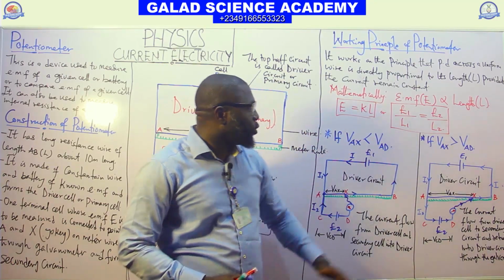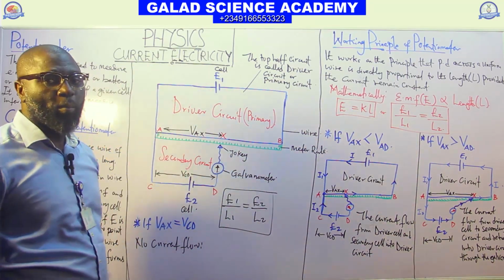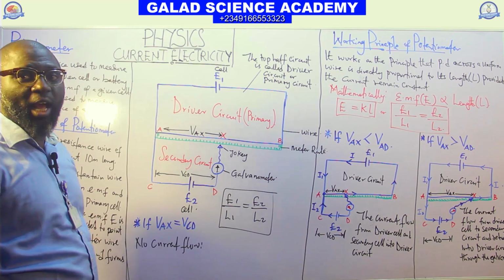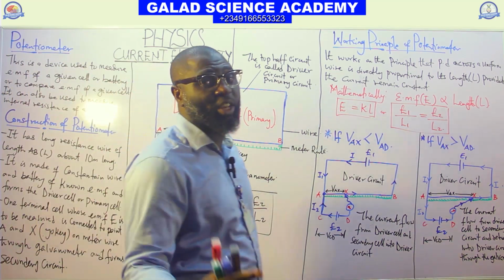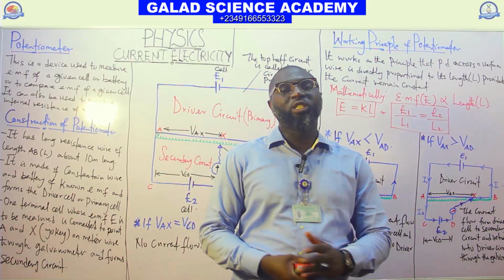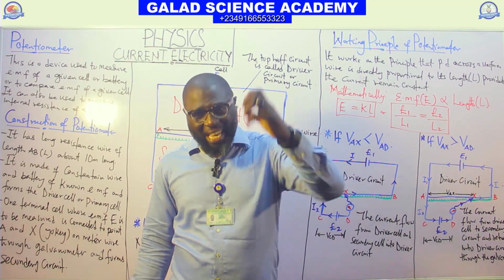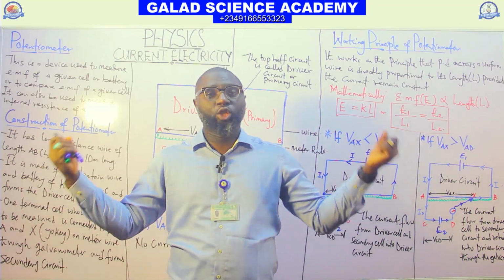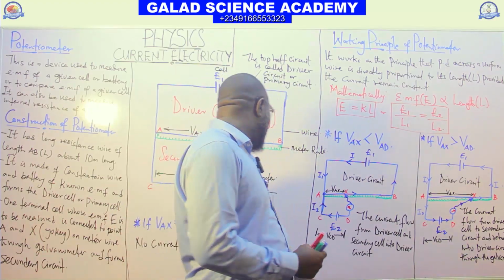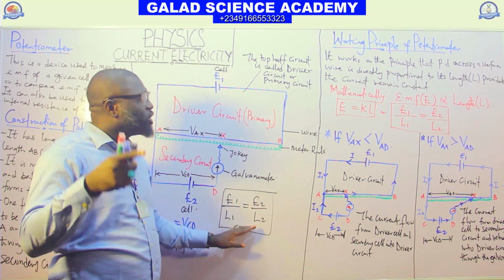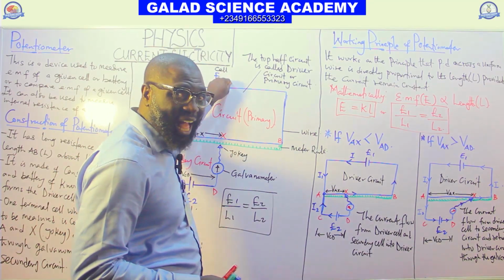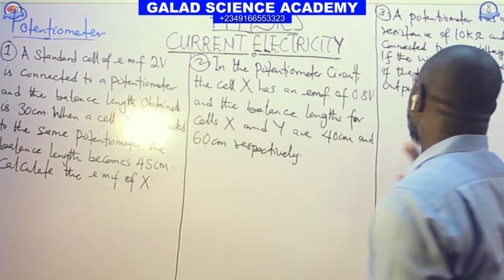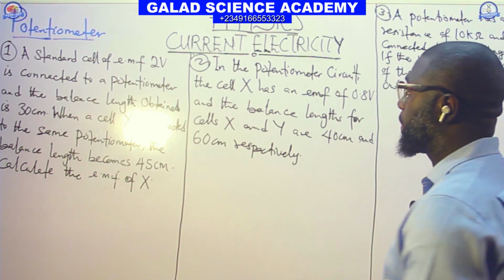That is all about the working principle of potentiometer. So now let's solve two or more questions on this potentiometer. Don't forget there are three applications of potentiometer. The first one is that potentiometer is used to measure the EMF of a cell. It's also used to compare the two EMFs of cells by applying this formula. Third, it is used to measure the internal resistance, small r, of the cell. So let's solve these two or four questions on potentiometer.